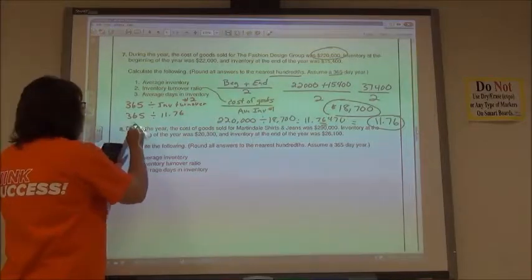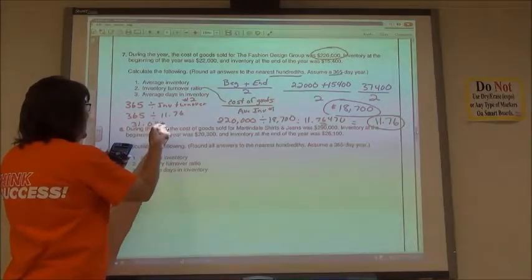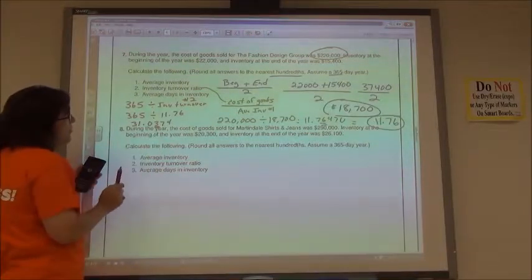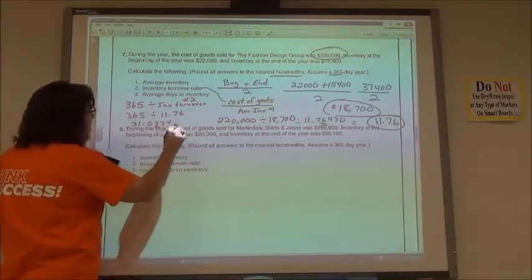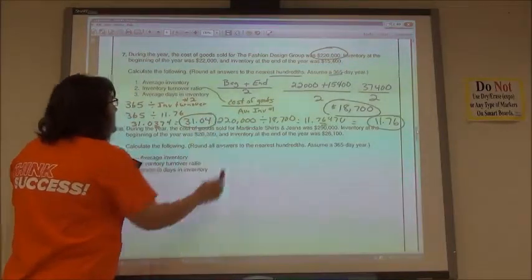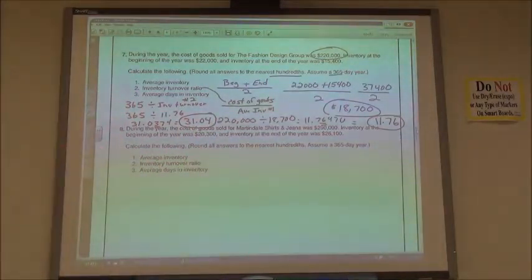That gives me 31.0374. Again, we're rounding to the nearest hundredth, and since that's followed by a 7, we've got to round that up. So we're going to say 31.04. So the average days that we have an item in inventory, just over a month, 31.04 days is how long that would be in inventory.